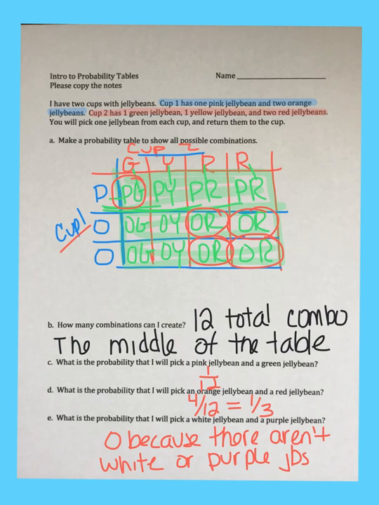So we only use a probability table when there are 2 things that have to happen. I have to pick from 2 cups, or I have to flip a coin and spin a spinner, or I'm choosing a cone and an ice cream flavor. So we only use these for 2 events. One event will go on the side, up and down, and the other event will go on the top. Your total combinations will go in the center. So please make sure that you are copying down these notes.